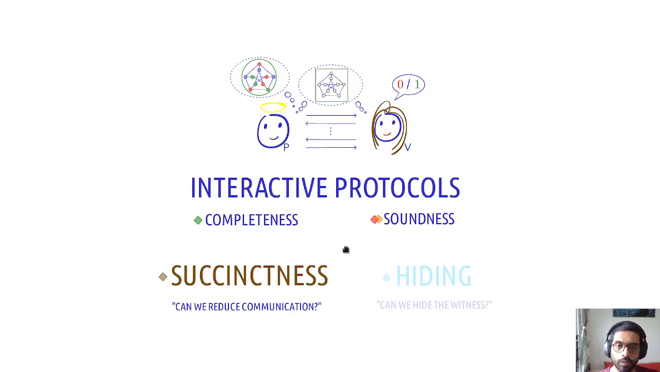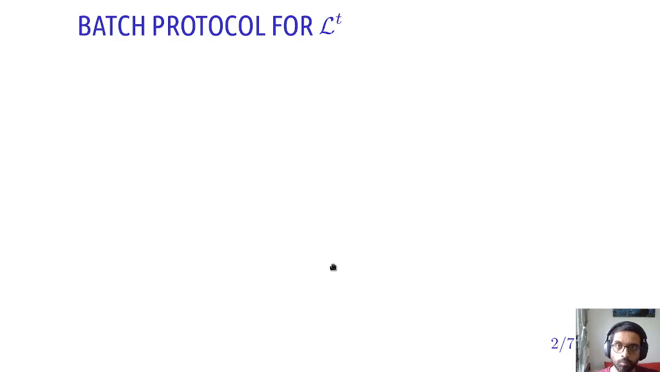Okay, so let's look at the succinctness requirement, the first of the additional requirements we asked for. Intuitively, it says we can reduce the amount of communication between the prover and the verifier that it takes to convince. We will be interested in succinctness in a particular form of interactive protocols called batch protocols. Batch protocols are simply interactive protocols for the product language L^T. The product language L^T consists of instances x1 up to xt, and this is in the language only if all the individual instances are in the language.